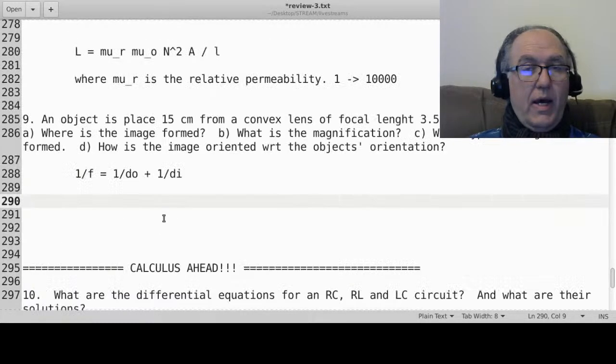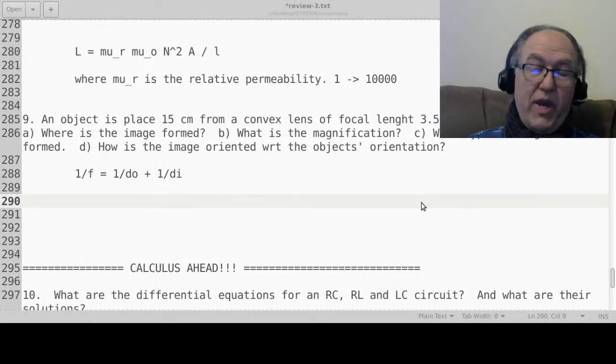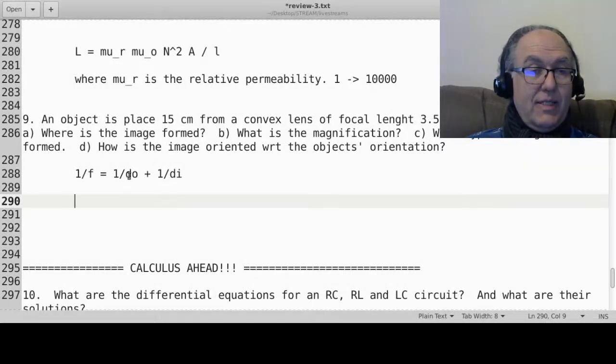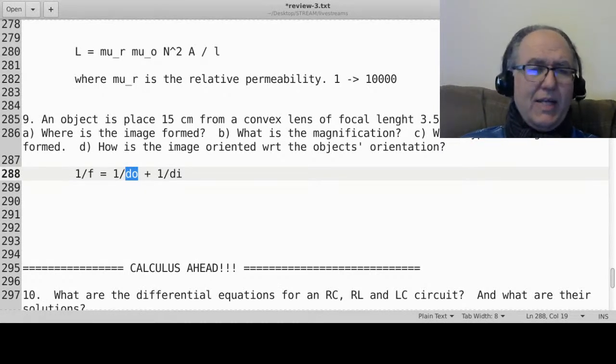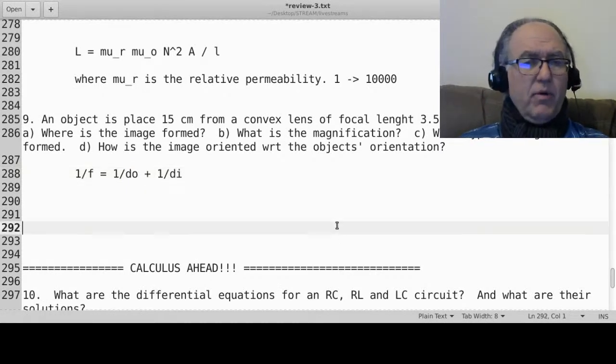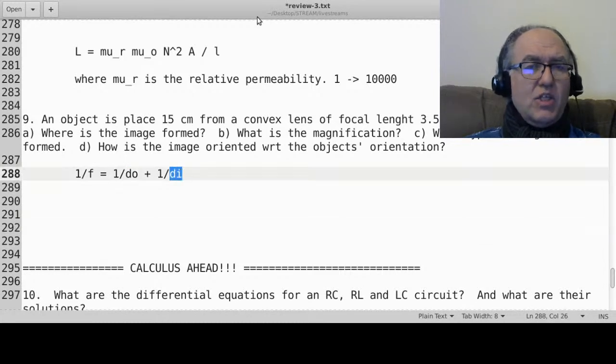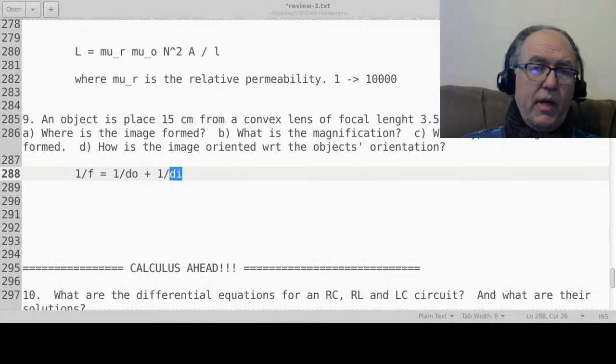When you do a ray diagram, you've got an object that is a certain distance from a lens, a concave or convex lens, and that distance is called DO. That's the distance of the object to the lens. On a problem, I'm either going to ask you to solve for that, or I'd have to give you that number. Then an image is formed somewhere, and that image is a certain distance from the lens, and that distance is called DI, the distance of the image from the lens.